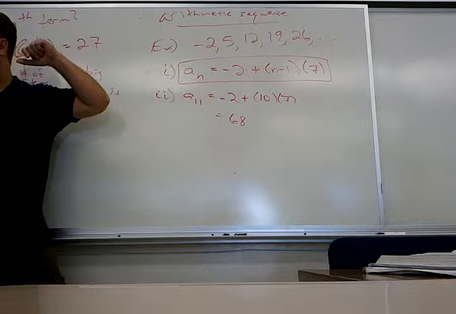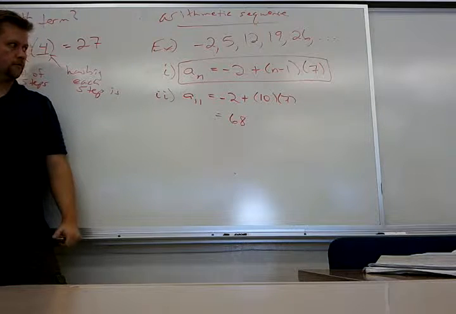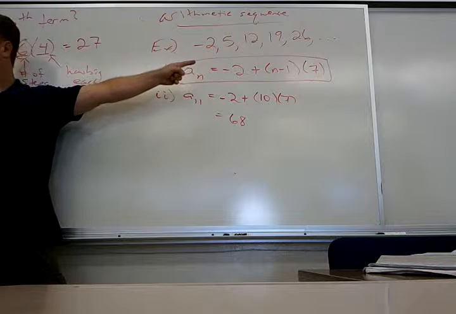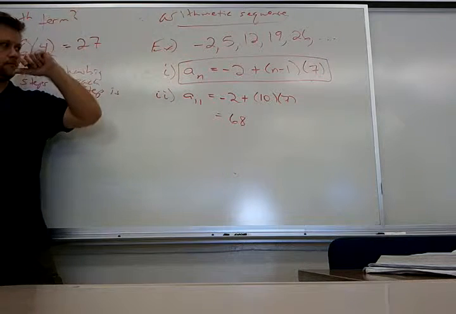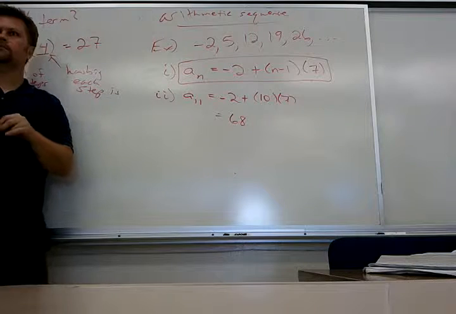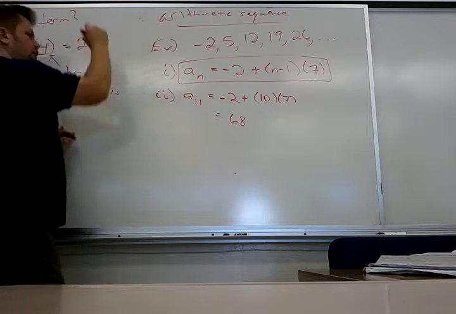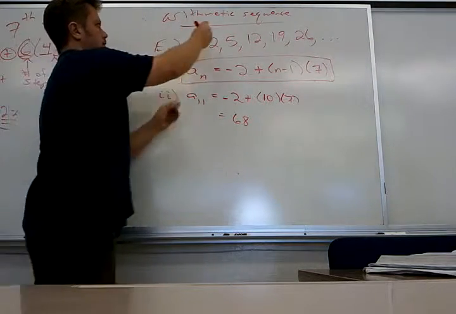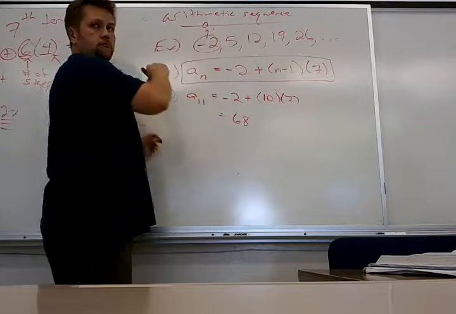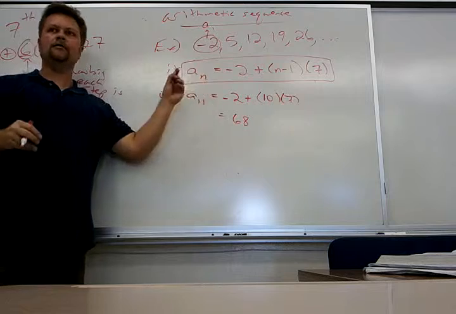So we do -2 plus 11 minus 1, 10 times 7. Beautiful. So you just plug an 11 in. 70 minus 2, okay. Yes, ma'am. What is the A in the A11? What is this also known as? Start. A1, A2, A3, A4. Yeah. So AN means anywhere on the list.